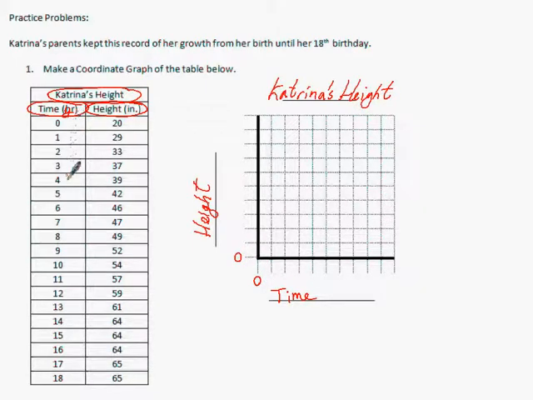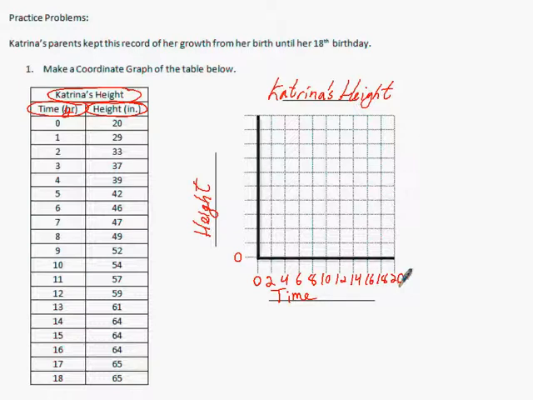Time, looks like we have to go all the way up to 18. We're not going to get to 18 if we count by 1, so I'm going to count by 2. So 2, 4, 6, 8, 10, 12, 14, 16, 18, 20. 20 is higher, that's okay.